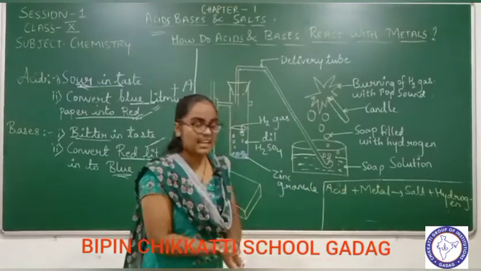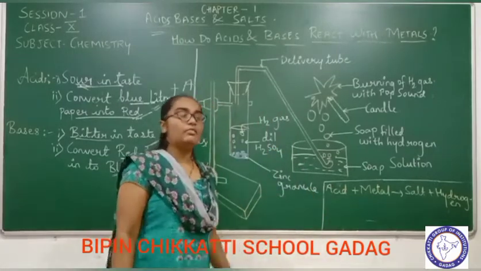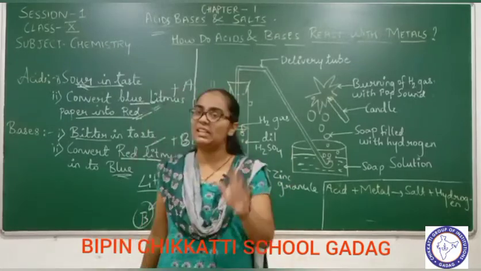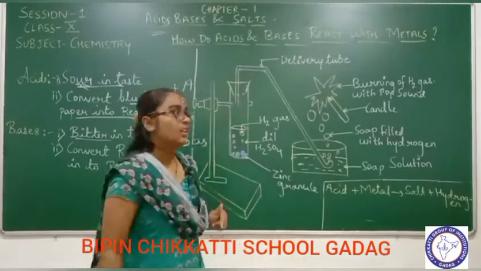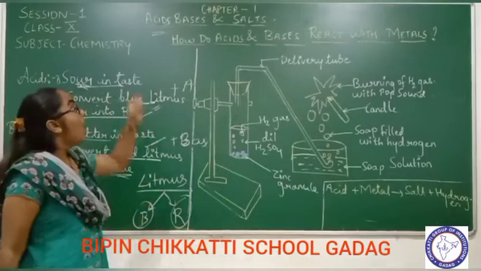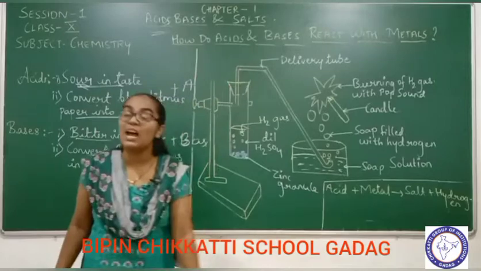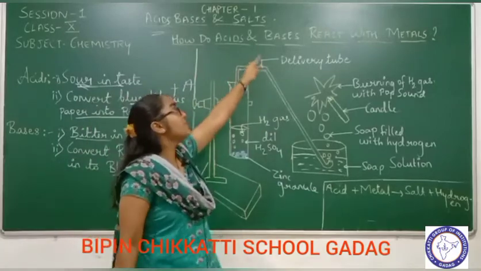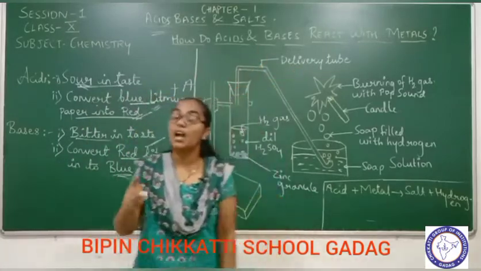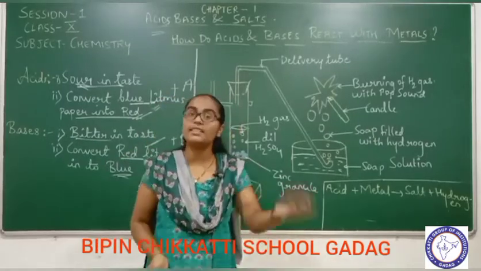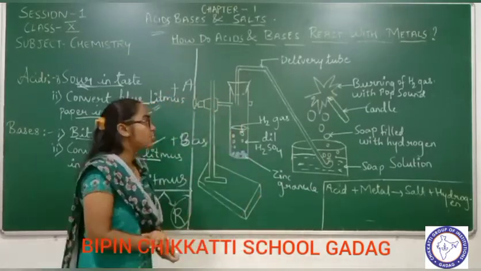Now let's understand the next topic, which is experimentally done. With the diagrammatic representation, we'll understand this in more detail. Now the next topic here is how do acids and bases react with metals? How do acids and bases react with metals? This is the next concept that we are going to study.